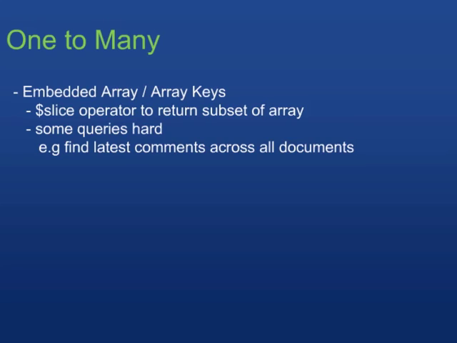So, for example, if I have a user document and user has a number of blog posts, I can store a blog post attribute that has an array of all of the IDs of the blog posts that user has created. Now there's some helpful things that I can do with this. So I can use the slice operator to retrieve a subset of that. So for example, slice lets me say, find me the first 5 blog posts, basically the first 5 elements of the array. However, sometimes it can make queries hard, right? If everything's stored in arrays like this, it's difficult, for example, to find the latest comments across all of the documents that I've commented on.